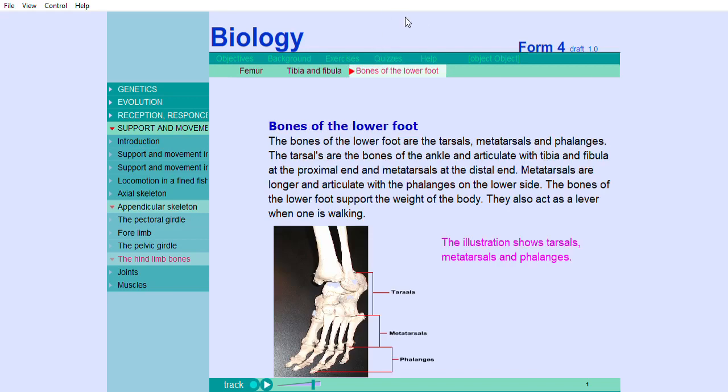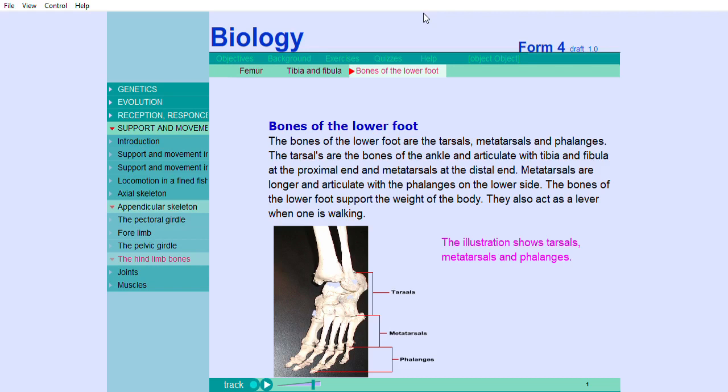Bones of the lower foot. The bones of the lower foot are the tarsals, metatarsals, and phalanges. The tarsals are the bones of the ankle and articulate with tibia and fibula at the proximal end, and metatarsals at the distal end. Metatarsals are longer and articulate with the phalanges on the lower side.